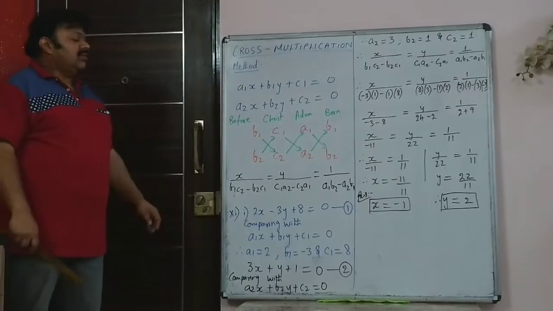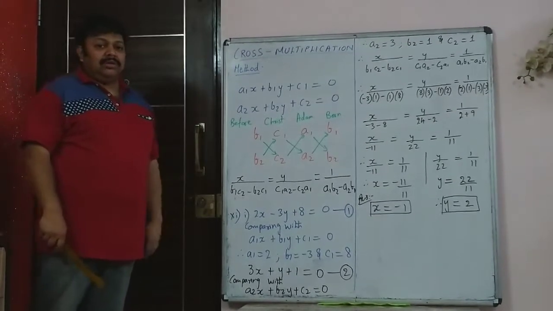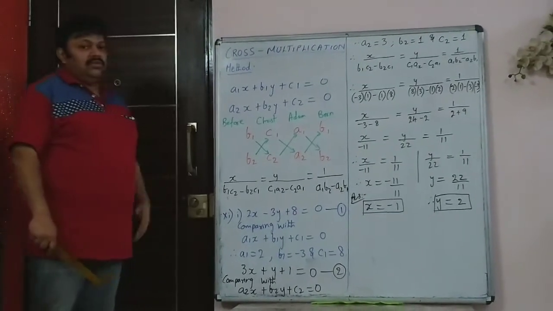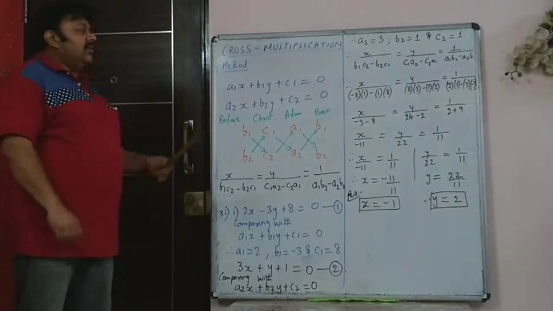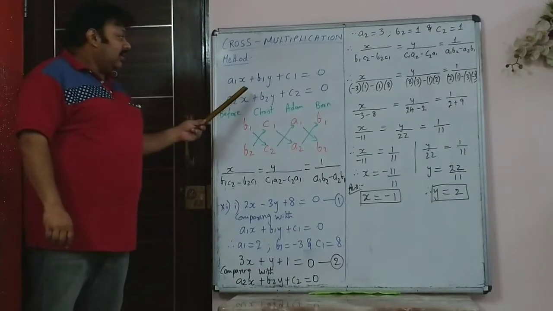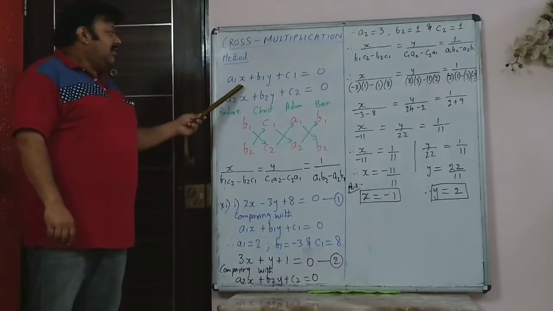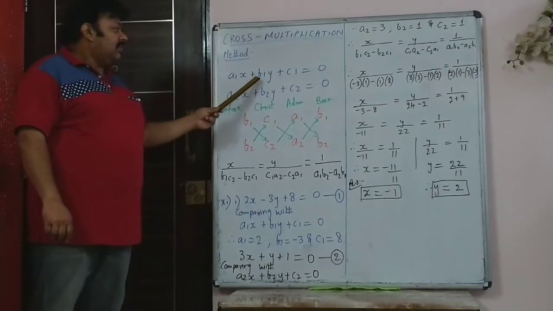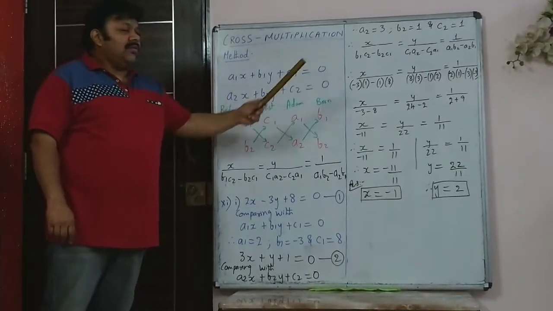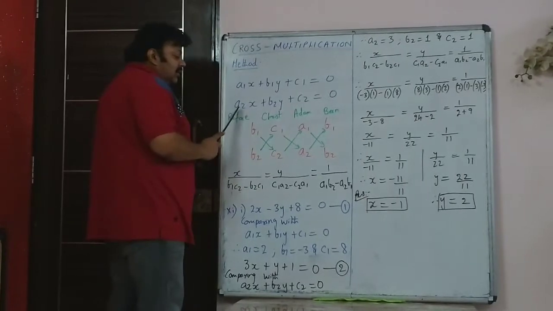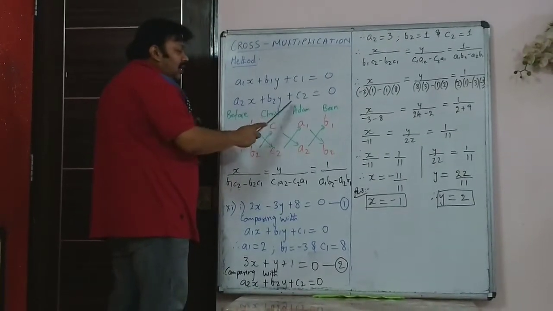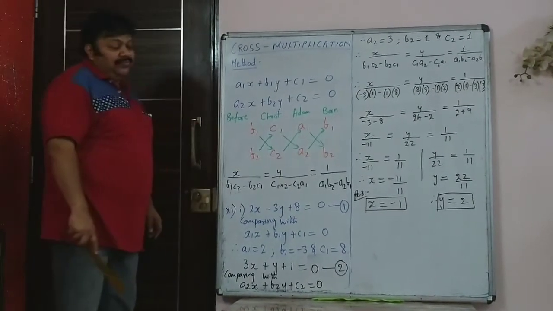See students, now we are starting with the third and last method of solving sums and finding the values of x and y. So first thing, the equations will be given in the form a1x plus b1y plus c1 equal to 0. And the second equation will be a2x plus b2y plus c2 is 0.